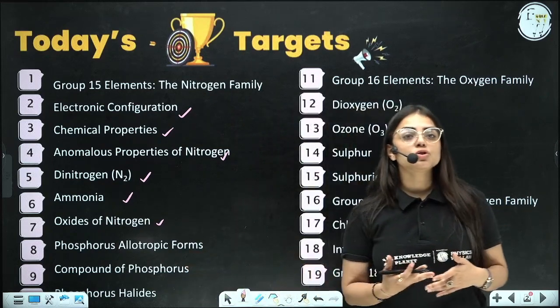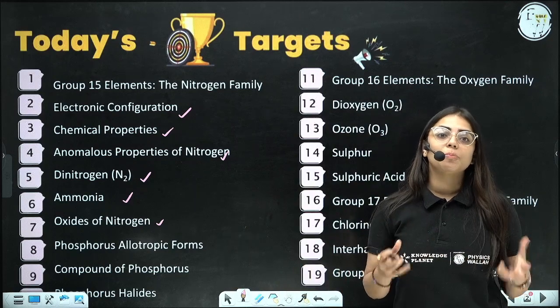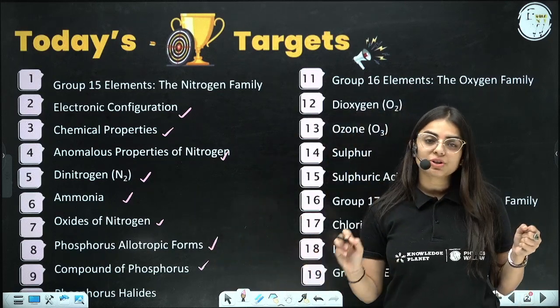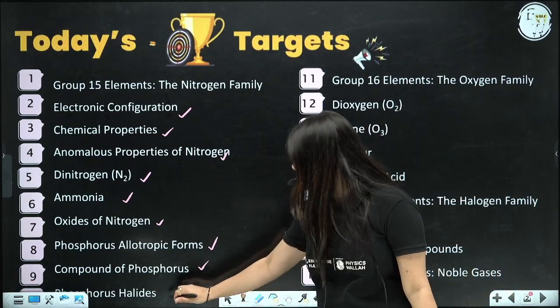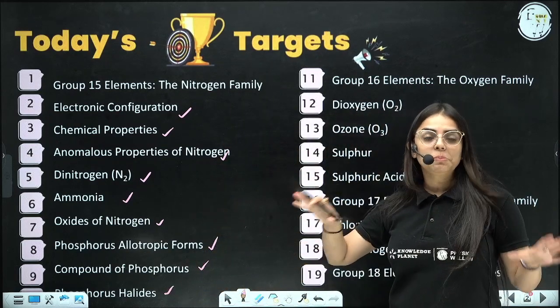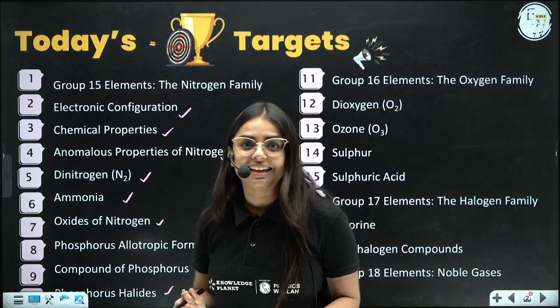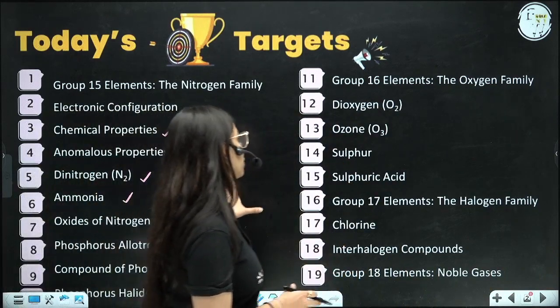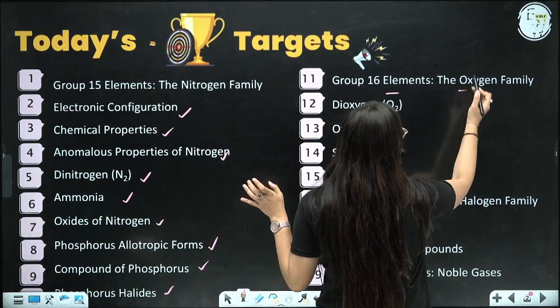So for phosphorus also, we are going to understand the allotropic forms of phosphorus. After that, we'll be seeing the compounds of phosphorus, and then comes the phosphorus halides topic. So this was all about the complete segment of nitrogen in detail. Yes, everyone. The next part that I shall be starting is going to be group number 16 elements. I would say the oxygen family.